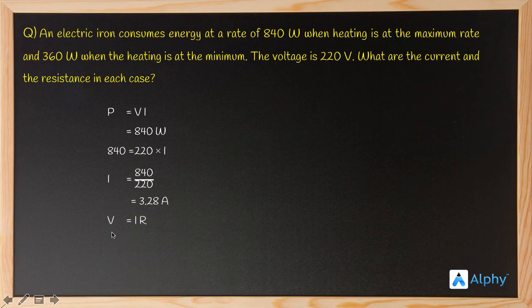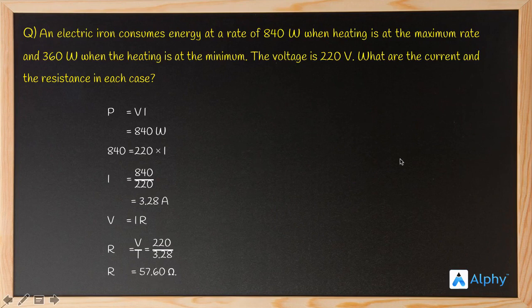We also have to calculate the resistance, right? So we know Ohm's law, V is equal to IR. We know the potential difference, we know the current, so we need to calculate R. So R is equal to V by I, which is equal to 220 by 3.28. What is this 220? It is the voltage. And 3.28 is the current we calculated in the previous step. So 220 by 3.28 is equal to 57.60 ohms. So the resistance when this particular electric iron is heating at the maximum rate is 57.60 ohms.